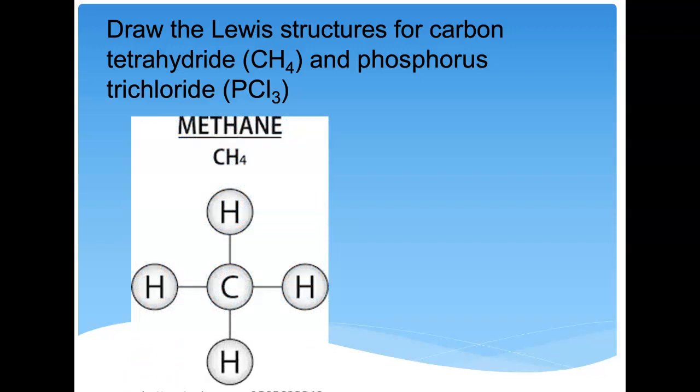So hopefully you got CH4 looking something like this. No lone pairs of electrons here. There were only 8 electrons to start with, and each of those electrons was used in a bond. So there's 2. Here's another 2. Here's another 2. And here's another 2. So that's my total 8 valence electrons that I had.